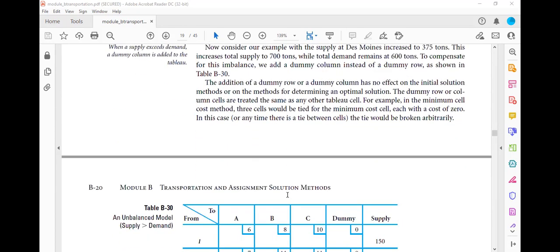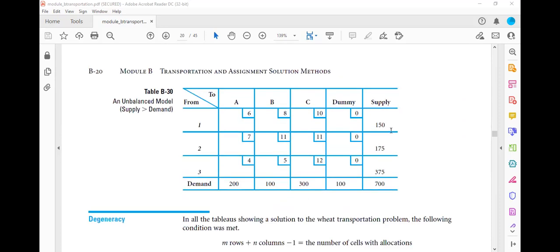The next case is when supply exceeds demand. So in this one, if you add the 150, 175, 375, the total is 700. But if you add all the demand, the total is only 600. So our demand is now short by 100. So what happens is, before you start the allocation, you add an additional column. That is our dummy demand. So again, like in the previous case, we put 0 as the per unit cost. Then whatever the difference between 700 and 600 is, that is what you put as the demand of the dummy column. Okay, so that is what is done.